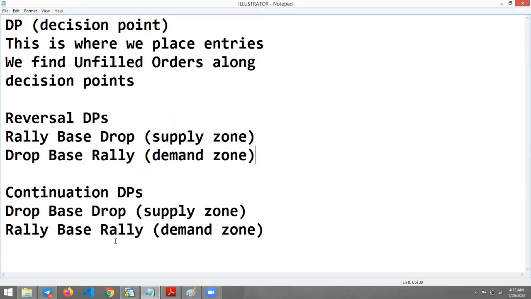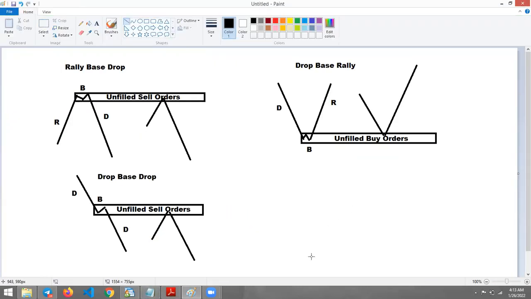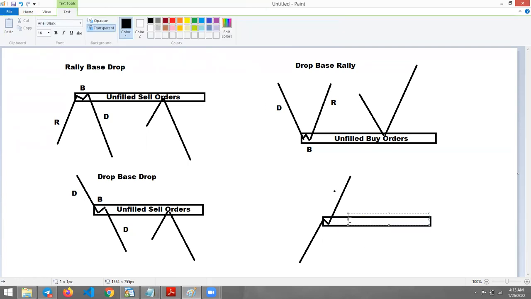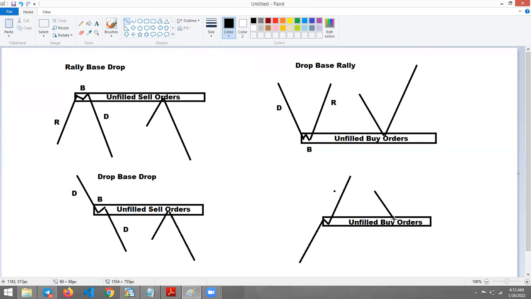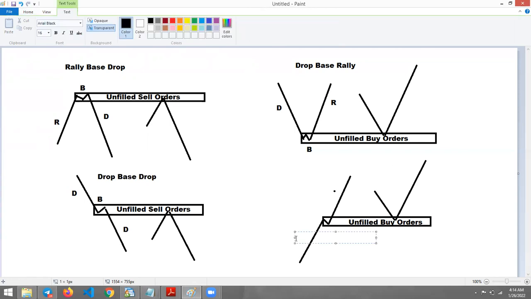Then finally, we have what we call the rally-base-rally. It's a demand kind of decision point. So price will basically rally, form a base, and then rally. So this is our base right there. And that base contains unfilled buy orders. So what you do is you wait for price to retrace, fill up those orders, and then we can buy.